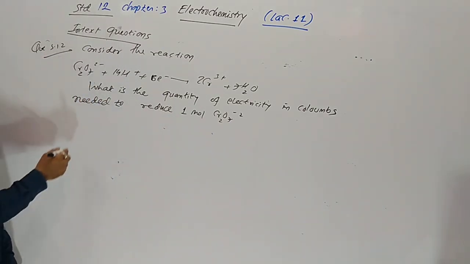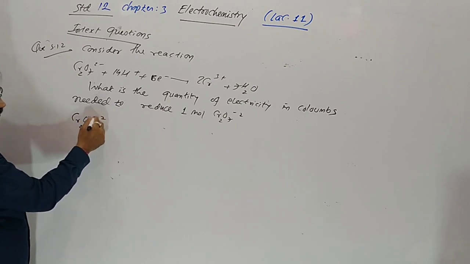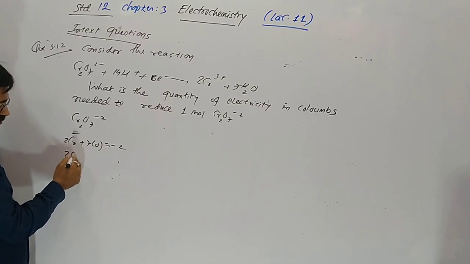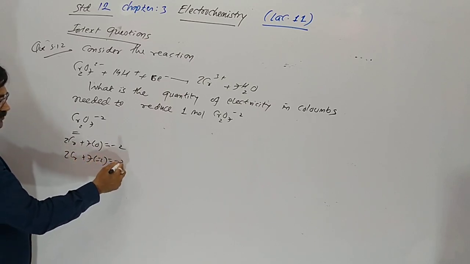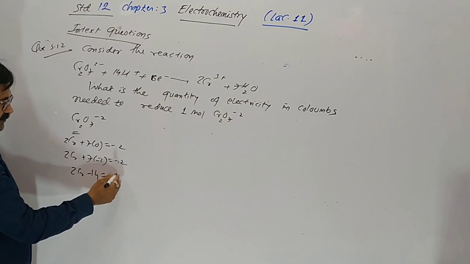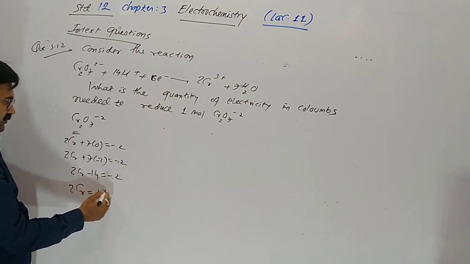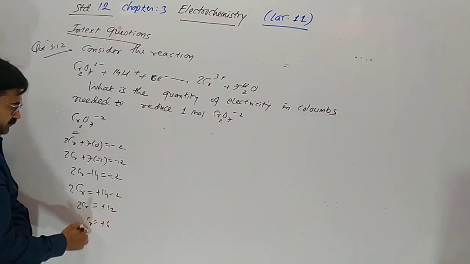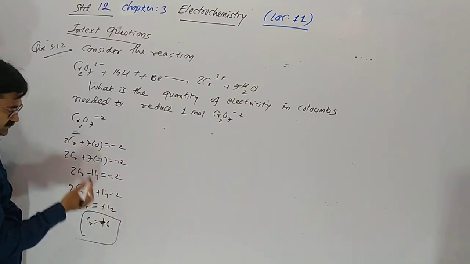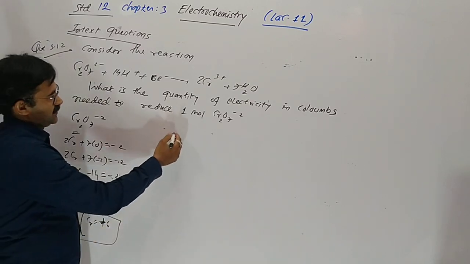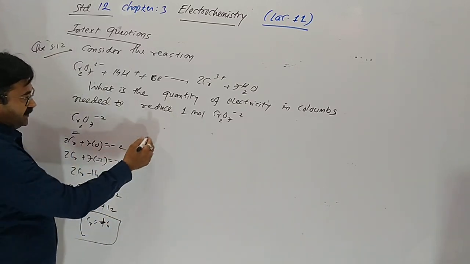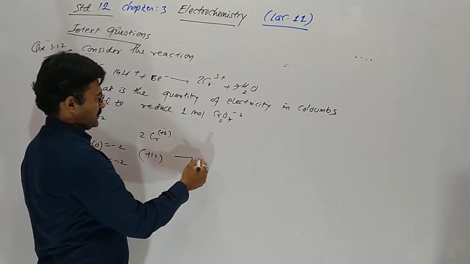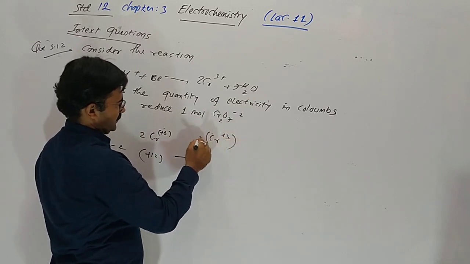Actually, we have to first count the oxidation number. 2 chromium, 7 oxygen, minus 2 each, so minus 14. So plus 14 minus 2 gives plus 12. So chromium is plus 6. Here, 1 chromium having plus 6, so 2 having plus 12. On the other side, 1 chromium having plus 3.